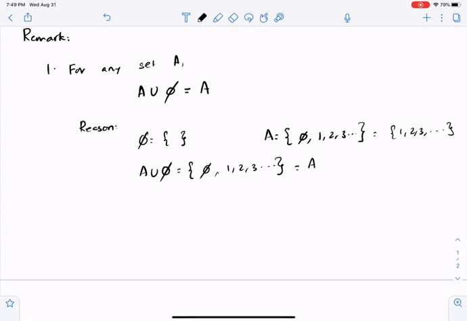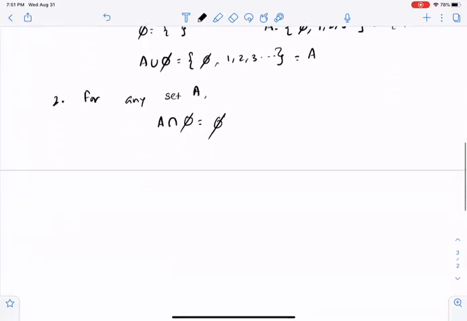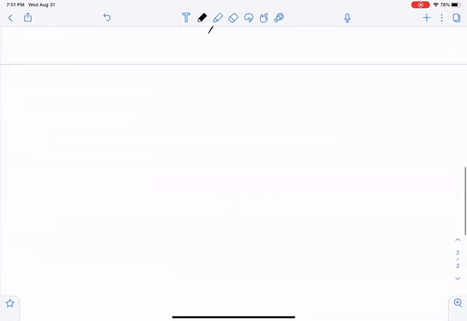So for any set A, A intersect empty set would equal the empty set. Those are two remarks, and we can go on to an example.